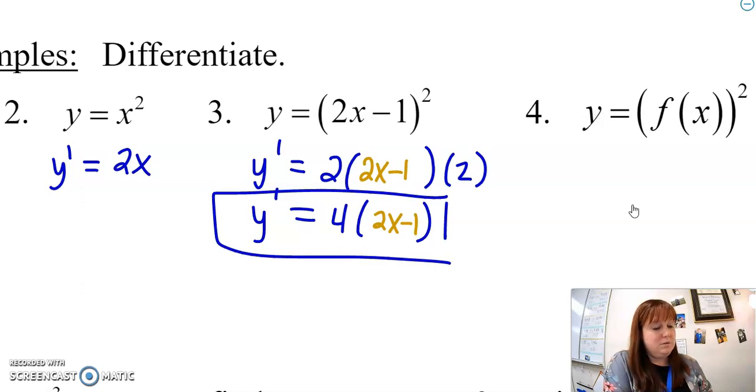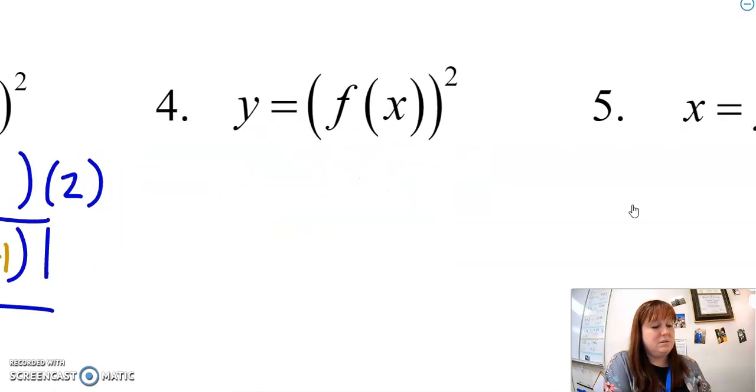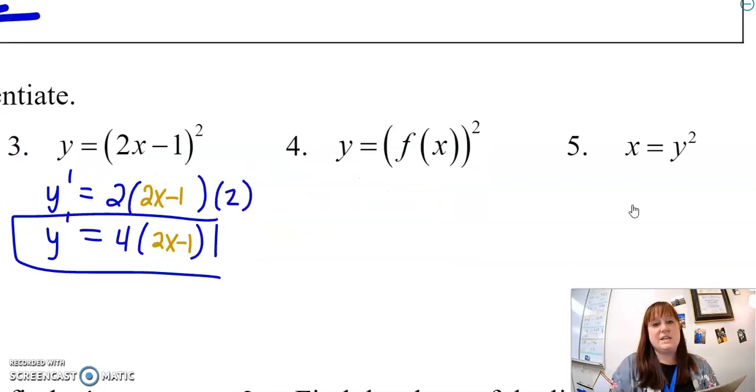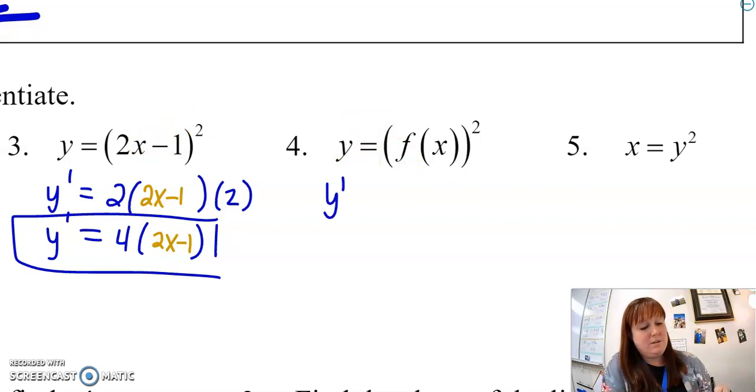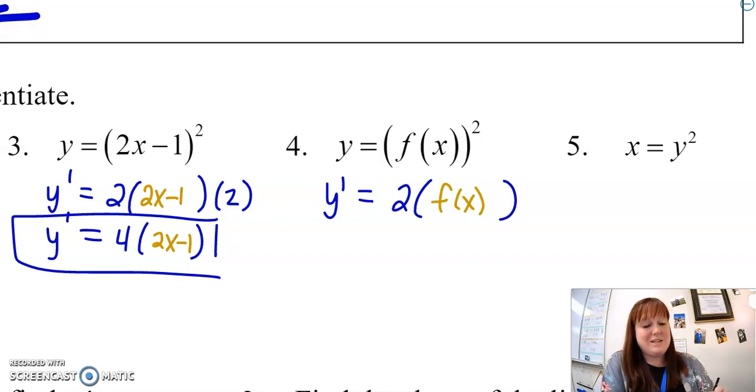All right. What about this? Okay, well this is literally what I just did, isn't it? This is the exact same function. The only difference is this time I don't know what's inside, right? So how do I differentiate it? Well, I take the derivative of the outside function with the inside function still intact. So f of x didn't change at all. And then I take the derivative of the inside function, which is f prime of x. That's it. That's the whole derivative.